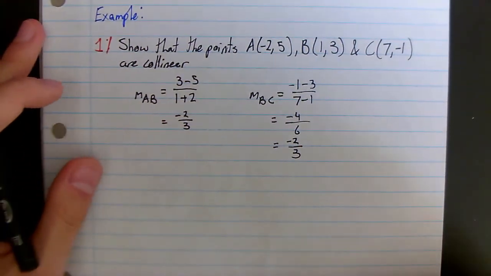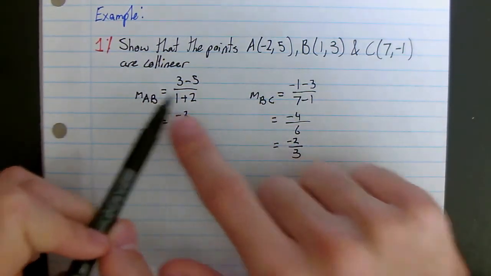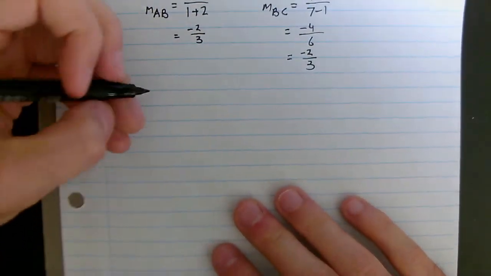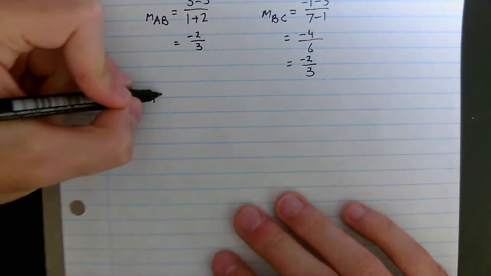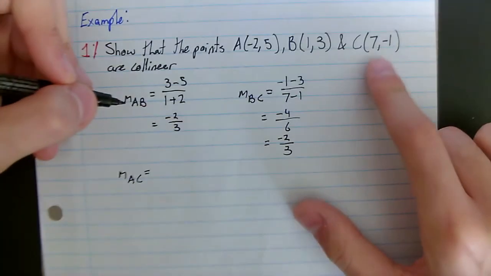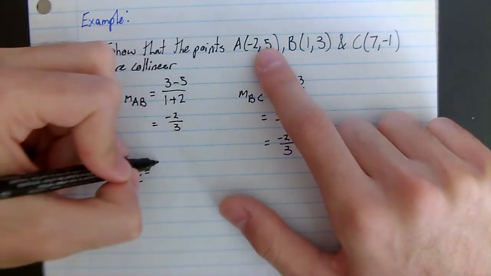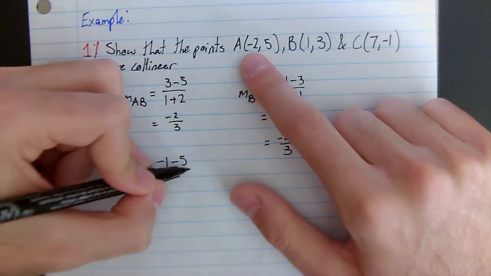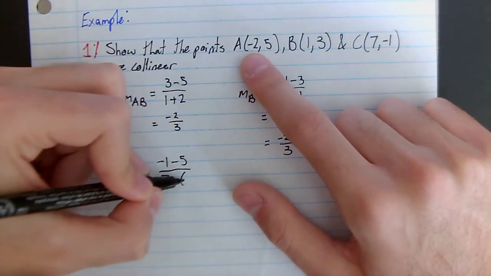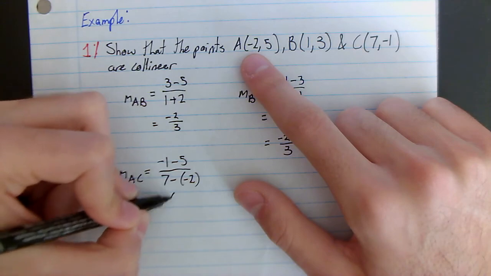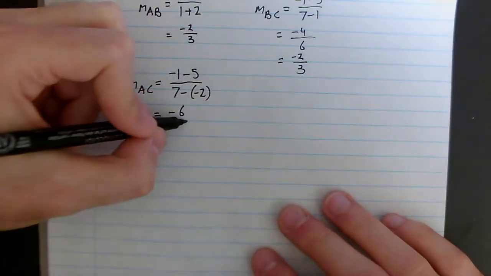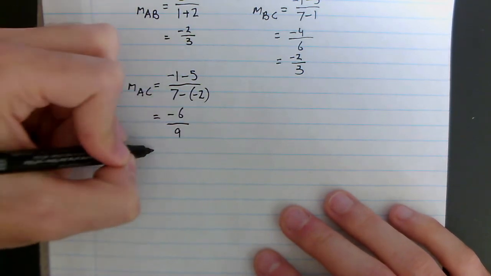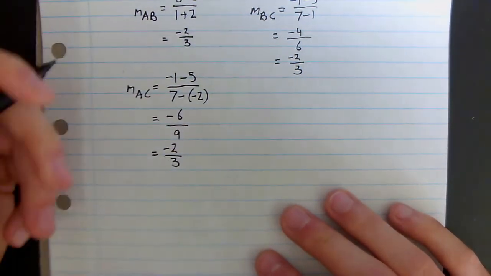However, you didn't have to do specifically AB and BC. You could have done the gradient of AC. So let's just do that just in case. The gradient of AC is equal to -1 minus 5 over 7 minus -2, which is -6 over 7 plus 2, which is 9, and that is -2/3 yet again.